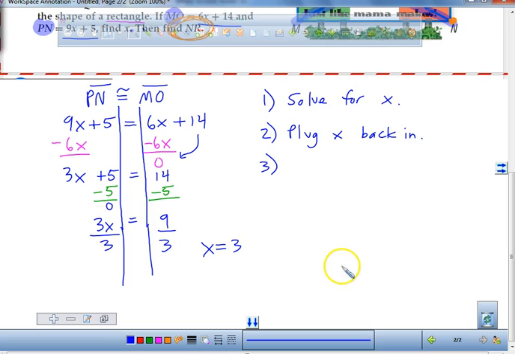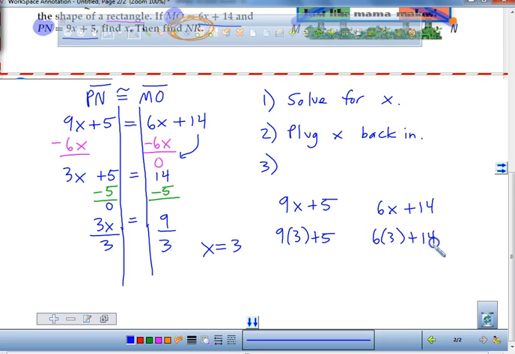I guarantee you, if this was a multiple choice question, one of the answers would be 3. And if you chose that, it would be wrong. So now, we have two choices. We could use 9x plus 5, or we could use 6x plus 14. So we could do 9 times 3 plus 5, or 6 times 3 plus 14. Either way, you get the same answer. 18 plus 14, 27 plus 5, that's both what?